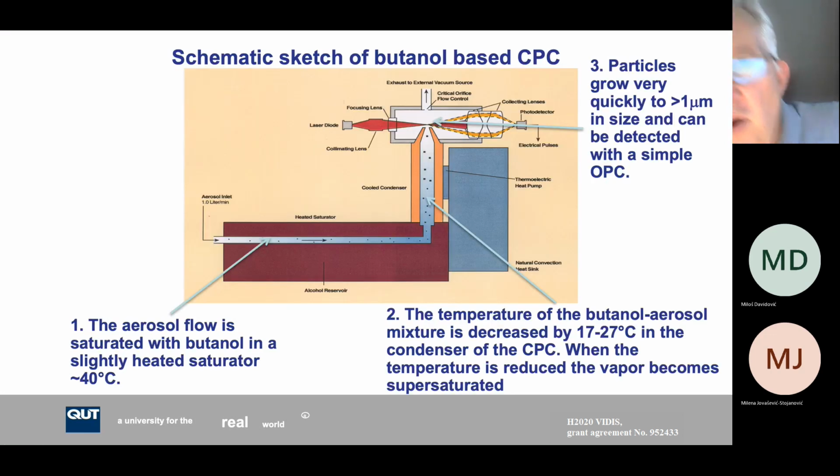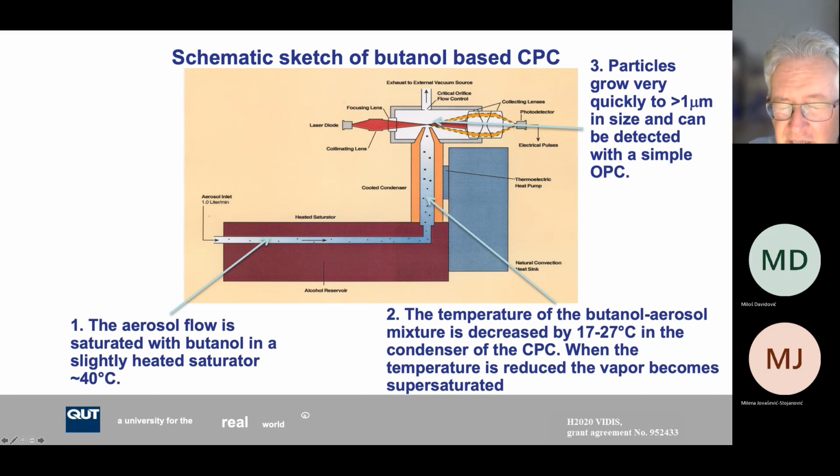And here is an example of a butanol-based condensation particle counter, a condensation particle counter that uses butanol as the working liquid. So how does it work? You've got the aerosol inlet, so the aerosol goes in through here together with the sample air. There's a reservoir of butanol inside here, and there's usually a wick, which is like a porous cloth, drenched in that alcohol. So the alcohol evaporates, and you get a fairly high concentration of butanol vapor in here.